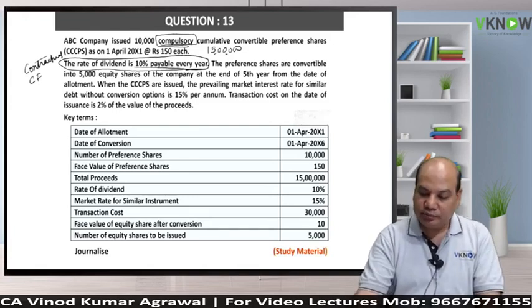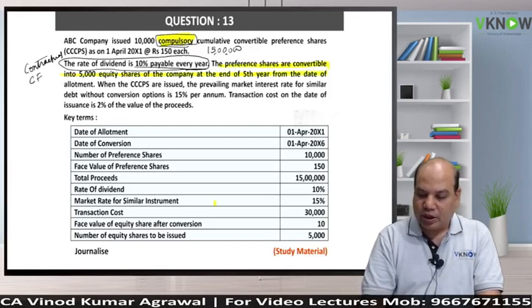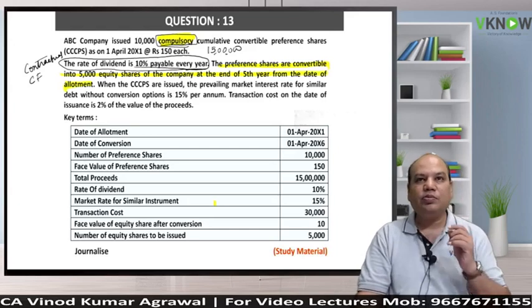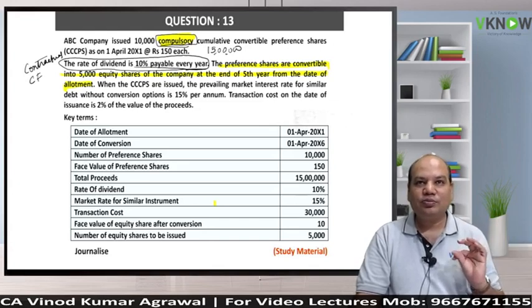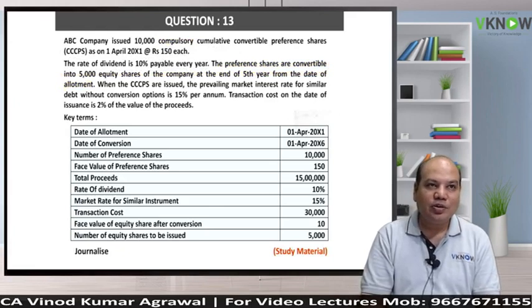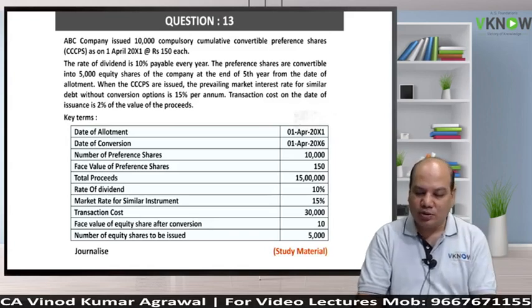The preference shares are compulsorily convertible into 5,000 shares at the end of the 5th year from the date of allotment. So since this is compulsorily convertible into equity share, I will not take 15 lakh in the contractual cash flow obligation, because it is going to compulsorily get converted into equity share. The entity will not have to pay cash; the entity will have to issue a fixed number of shares. So that 15 lakh I will treat as equity, but we have to do the calculation.